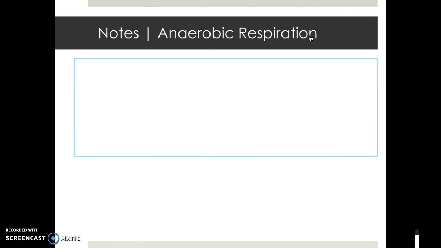Let's now compare this to anaerobic respiration. First, what is anaerobic respiration? Anaerobic, if you look at the word, actually includes the last word we talked about, aerobic, which meant with oxygen. So if you add the AN to the front of that word to make it anaerobic, it means no oxygen. So this respiration occurs when there's little to no oxygen available to the cell.